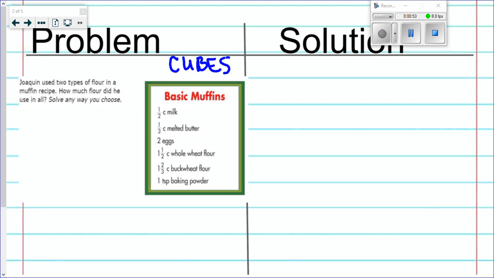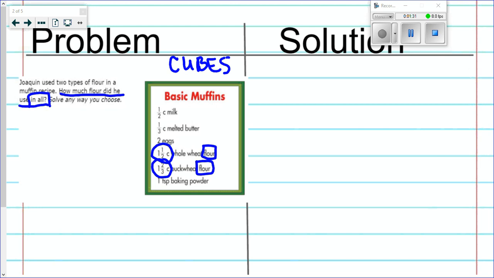So we're given a recipe to make muffins. And we have lots of fractions in this recipe, but we are really only concerned with the types of flour. So I want to know about this 1½ cups of whole wheat flour and 1 2/3 cups of buckwheat flour. Those are the only types of flour that I see. What we're finding out is how much flour did he use in all. So I need to know that flour is important because that's what I'm looking at, and I need to know how much in all.